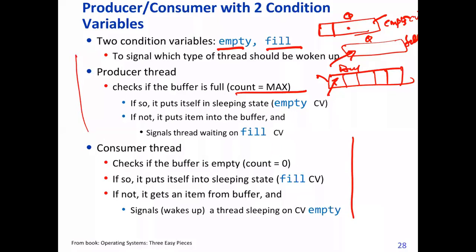Now, the only advantage of condition variables over other mechanisms is that we are using explicit signaling and putting some item or a thread into a queue or into a sleep state. The queue corresponds to the sleep state. Okay. Any question?